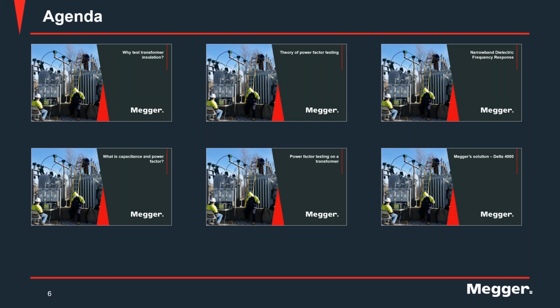Then we'll talk about power factor testing. We'll start off with the theory, we'll talk about how to do the test, we'll look at some test results, how to validate those test results, and then we'll get into variable frequency power factor testing, also called dielectric frequency response. Eventually we'll talk about some best practices, and then we'll conclude by talking about what Megger has to offer in the field of power factor testing, that's Delta 4000.